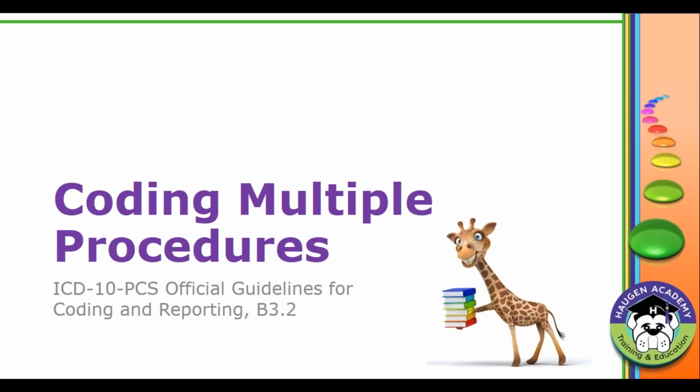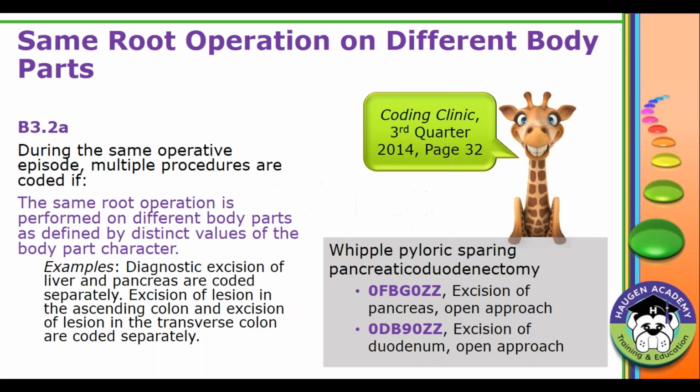Coding multiple procedures, and even with all of the education that I've done and how much time I've spent in ICD-10 and with all the audits that I performed, this is still a guideline that I keep coming back to just to make sure that I am hitting all of the points. This is a 4-part coding guideline that talks about when you would code multiple root operations or multiple procedures. So first of all, guideline B3.2a says, during the same operative episode, multiple procedures are coded if the same root operation is performed on different body parts as defined by distinct values of the body part character.